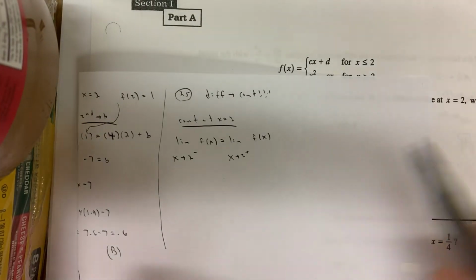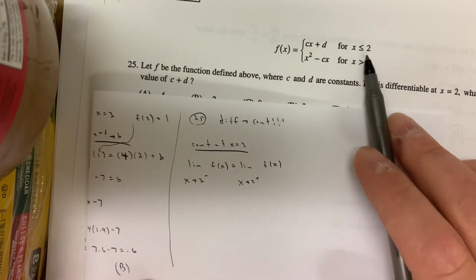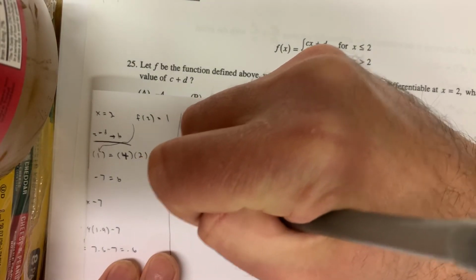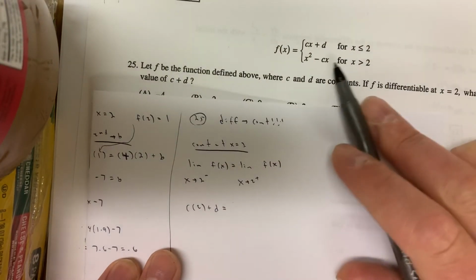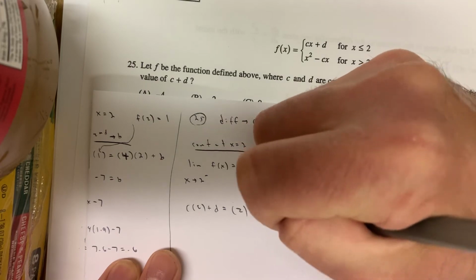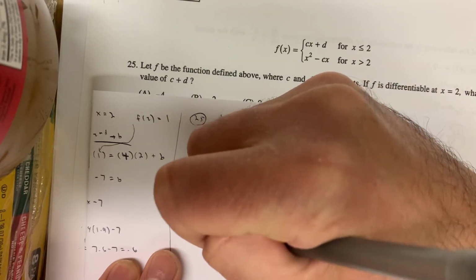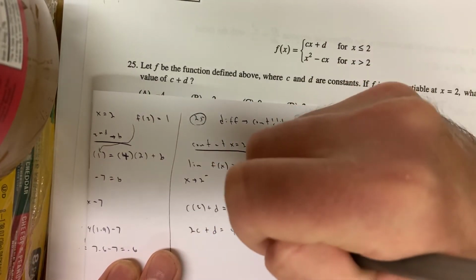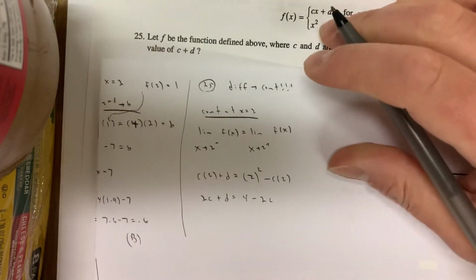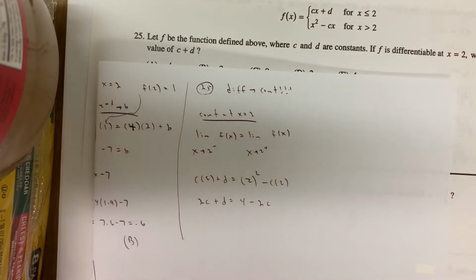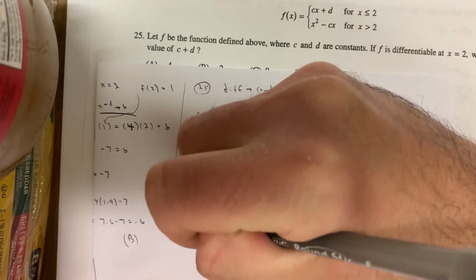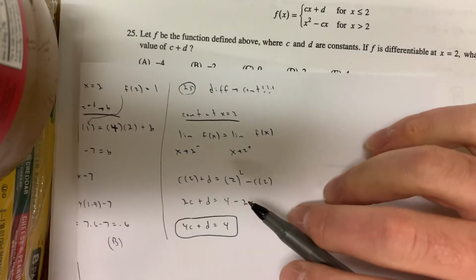If you approach 2 from the left-hand side, you can see you're plugging into top dude. So x is equal to 2, so c times 2 plus d. And if you approach 2 from the right-hand side, you're plugging into bottom dude. So 2 squared minus c times 2. So that gives us 2c plus d is equal to 4 minus 2c. And here, this is an equation in 2 unknowns. You could add 2c to both sides if you want to and end up with 4c plus d is equal to 4. But the problem is I'm not going to be able to solve that until I get another equation.